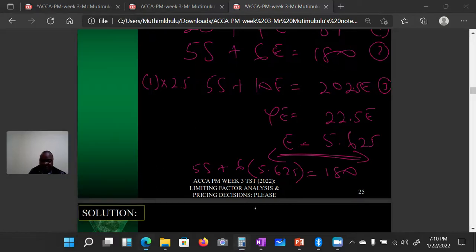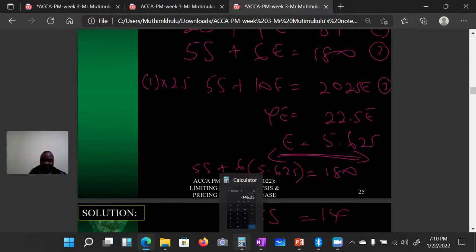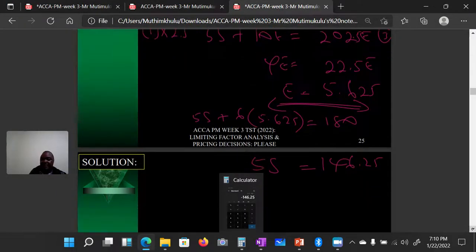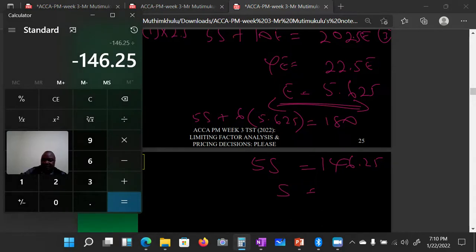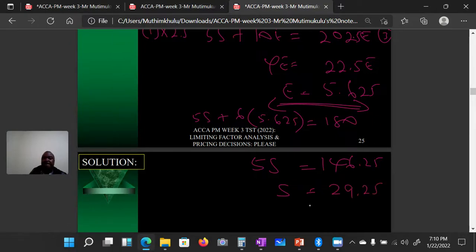All right. Let's just do it step by step. 5s is equal to 146.25, according to the calculator. All right, so it means that s is equal to 146.25 divided by 5. We get 29.25. That's 29.25.